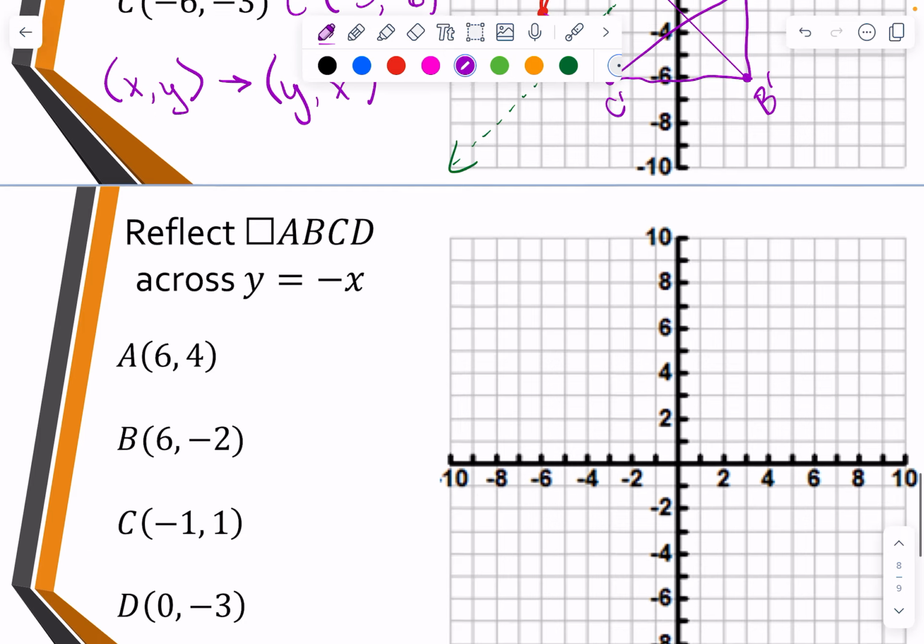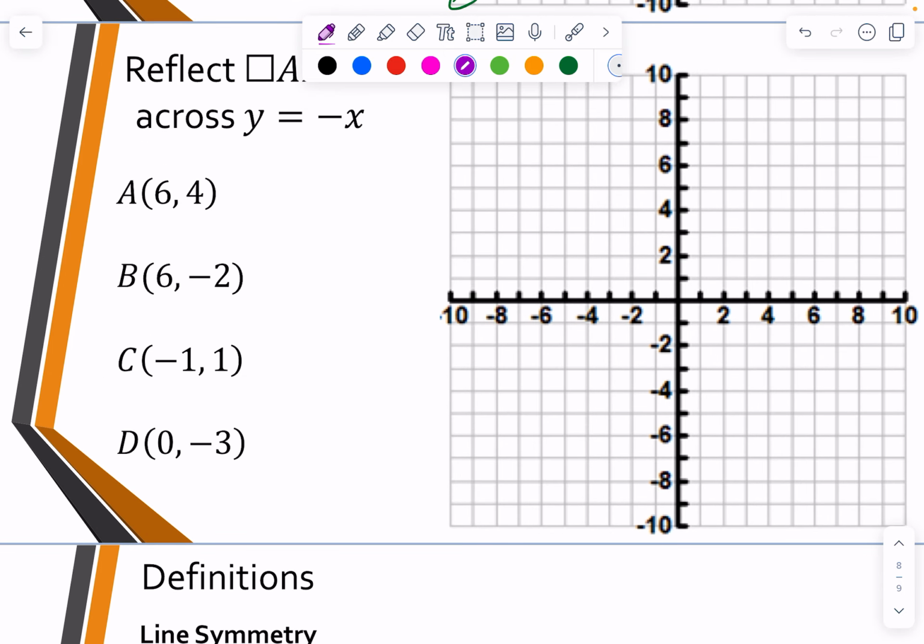Okay, so now let's try the next one. Again, we're going to start off with our points. So 6, 4, and that is A. We have B at 6, negative 2. We have C at negative 1, 1. And we have D at 0, negative 3. And we have our line here. We have our quadrilateral that we're now going to reflect.